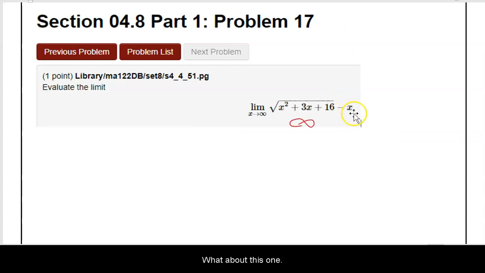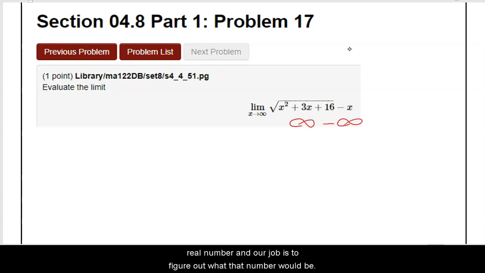What about this one? Well, x is a line of slope 1 crossing through the origin. It goes to infinity. So that means I have infinity minus infinity. This is the second arithmetic form, where you have a tug-of-war between two infinities, and the question is, are they roughly equal? Are they the same size of infinity, same magnitude, or is one more powerful than the other and pulls it towards infinity or negative infinity? If not, then these could stop at any real number, and our job is to figure out what that number would be.